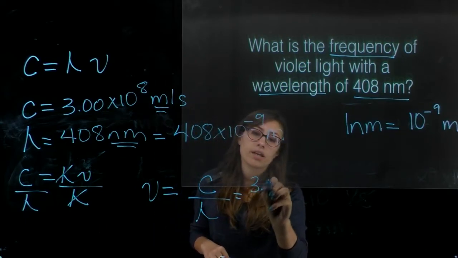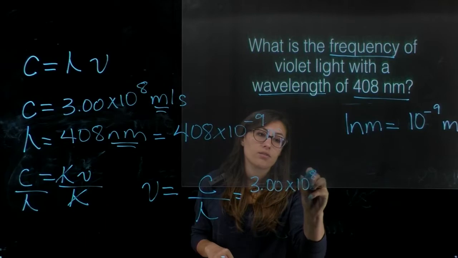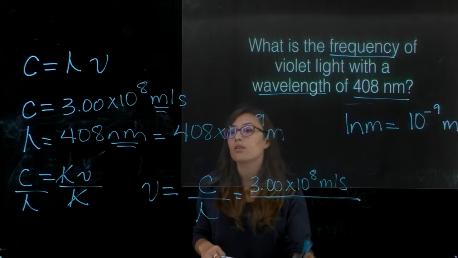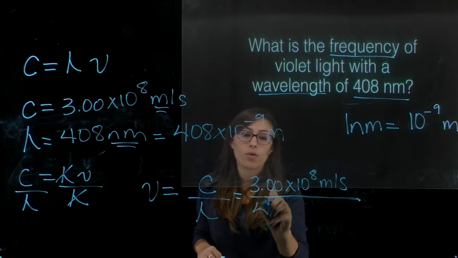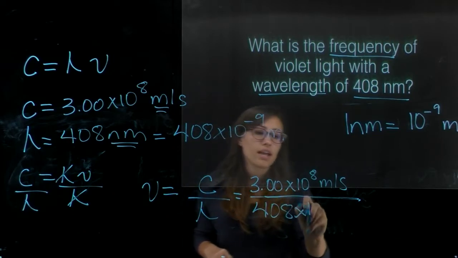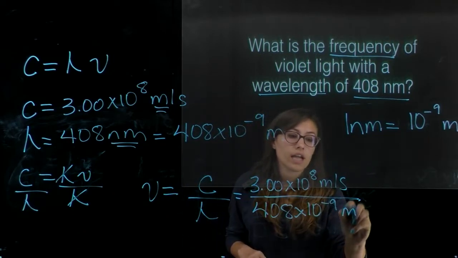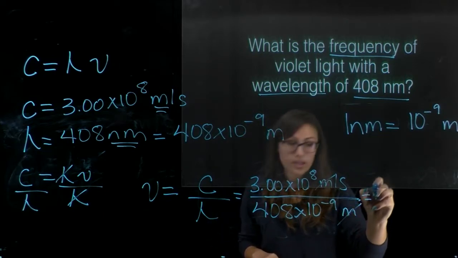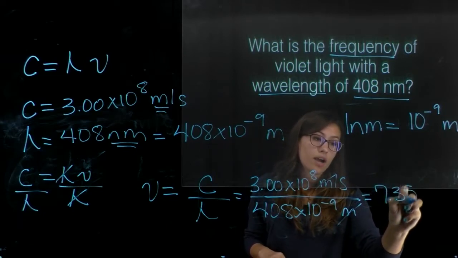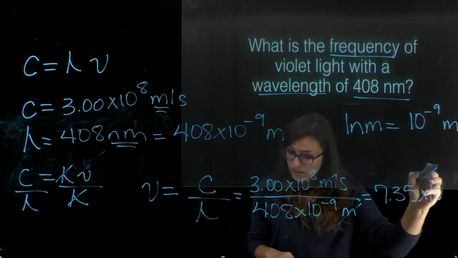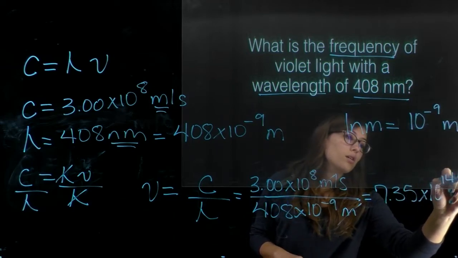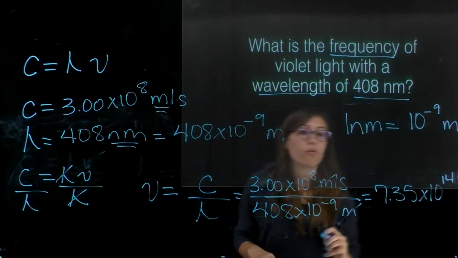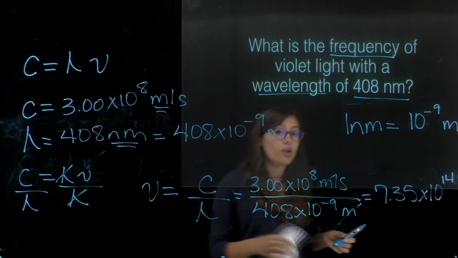So once we have everything in the appropriate units, we can then continue on to the next portion of this problem. We plug in the 3.00 times 10 to the 8th meters per second. We divide it by the wavelength that they give us, so 408 times 10 to the minus 9th meter. Our meter and meter cancels out. We'll be left with seconds. And we end up calculating it to be 7.35 times 10 to the 14th per second. It's important to note that our units are correct because frequency has units of 1/seconds.